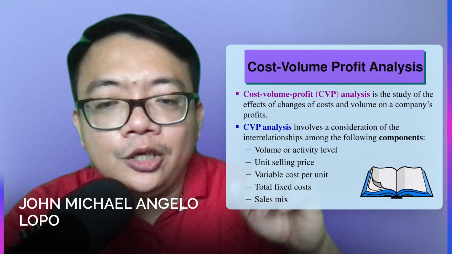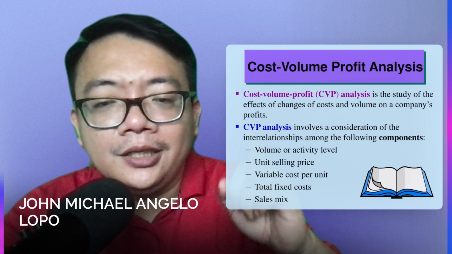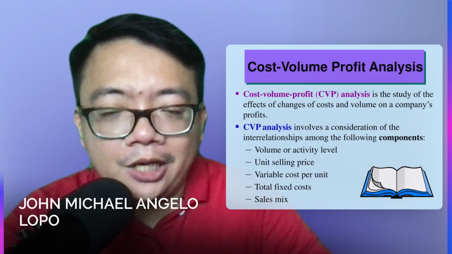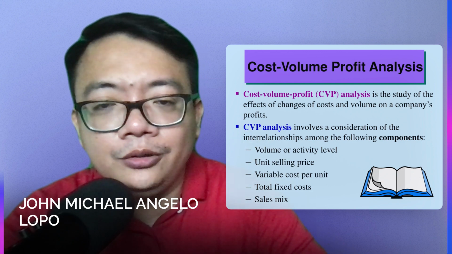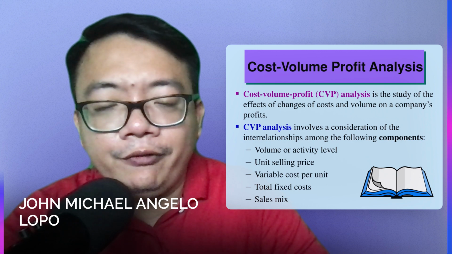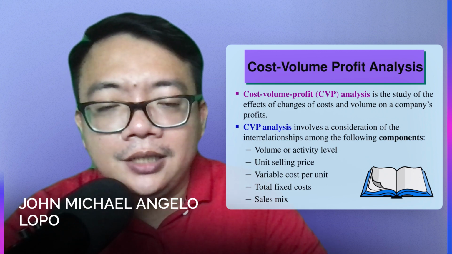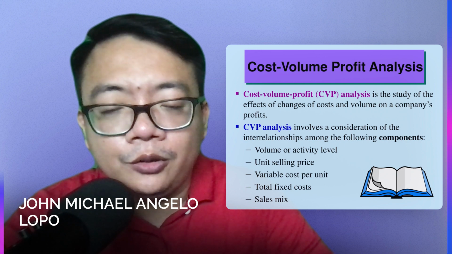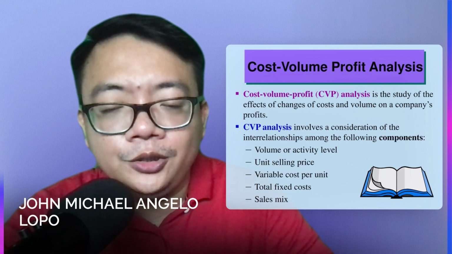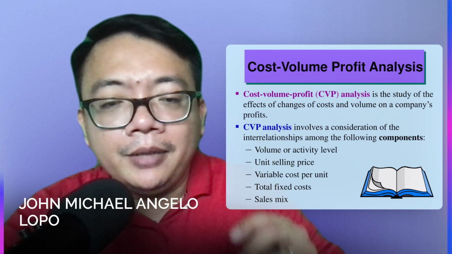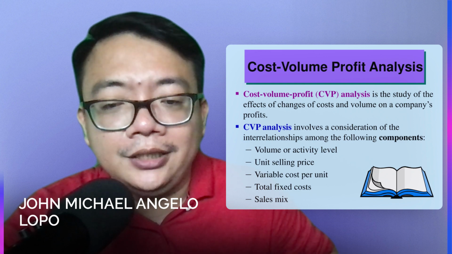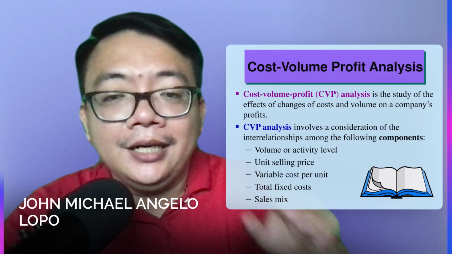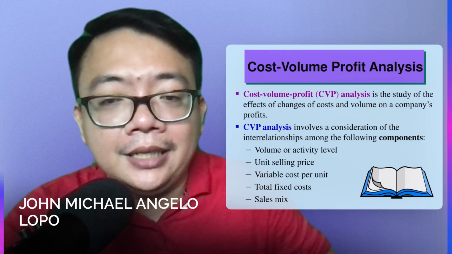Meaning to say, class, you have your cost. What is the cost? The variable and fixed. What is the volume? Your units sold or units produced. What is your profit? Sales minus variable cost is equal to your contribution margin, and the CM minus your fixed cost gives you your net income. Very good. That's your CVP analysis.